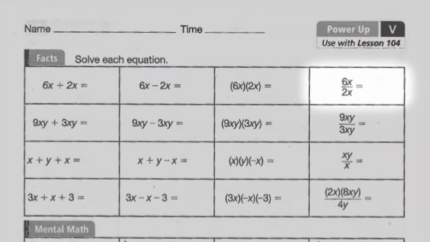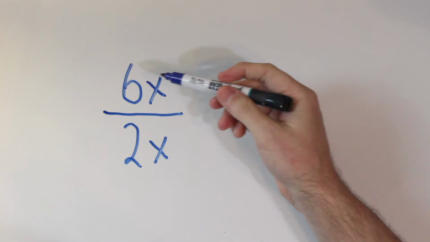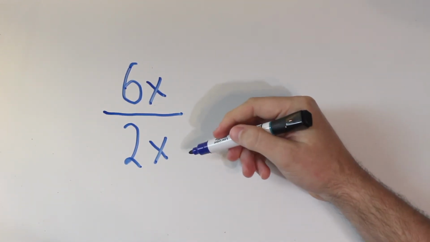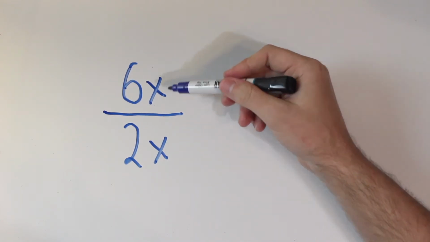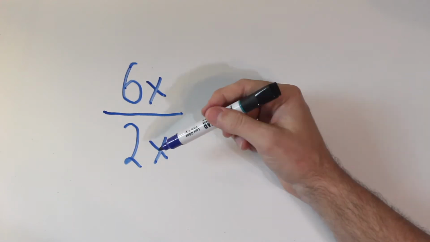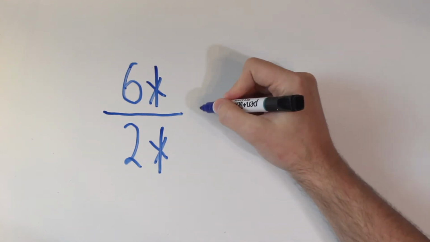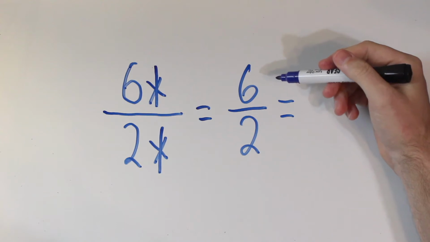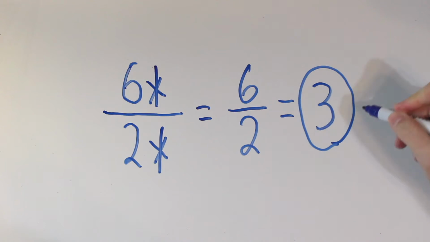The next problem features division. 6x divided by 2x. To solve this one, I want you to remember that whenever you have something in the numerator and the denominator, they cancel out. Here we see x in the numerator and in the denominator, so we can simply cancel those two x's. That leaves us with 6 over 2. You can solve 6 over 2, can't you? 6 divided by 2 is 3. Our answer is 3.